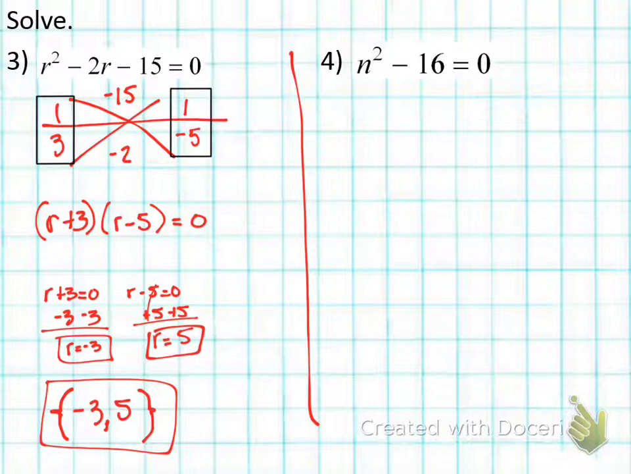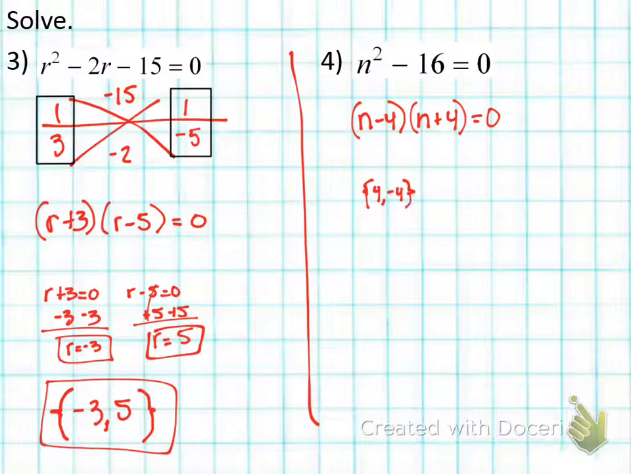Okay. Next one, number 4. Go. What do you notice about number 4? There's no B, so what else do you notice? Perfect squares. This is called a what? Difference of squares. How can you factor this without even using X box? N minus 4, N plus 4, right? So do you always have to do X box? No. Take shortcuts when you can, okay? Because we're all trying to save time, right? Those are the only two.